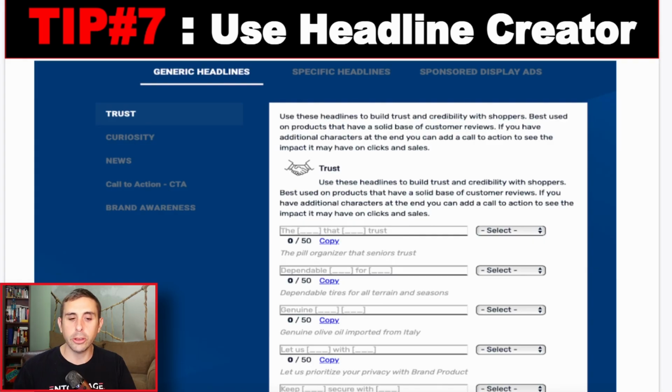And the Headline Creator is for sellers who are just not the best copywriters, but want a great template that they can use to craft really good headlines. And the way we've broken it down is 5 categories under the headline section. We have trust, curiosity, news, call to action, and brand awareness headlines. We also have specific headlines for sponsored display ads, for holidays. All of them are right over here. And what you could do is take your product and just model after these different headlines, get some ideas, copy and paste them into your sponsored brand and your sponsored display ads.